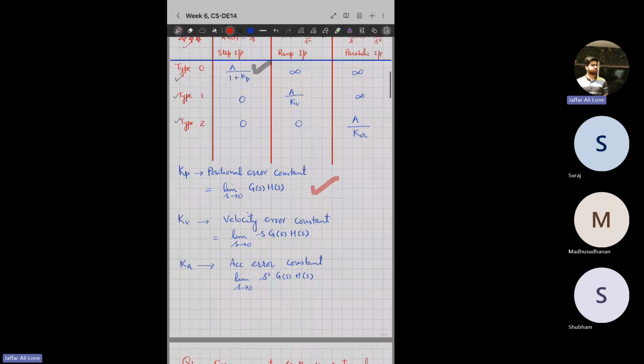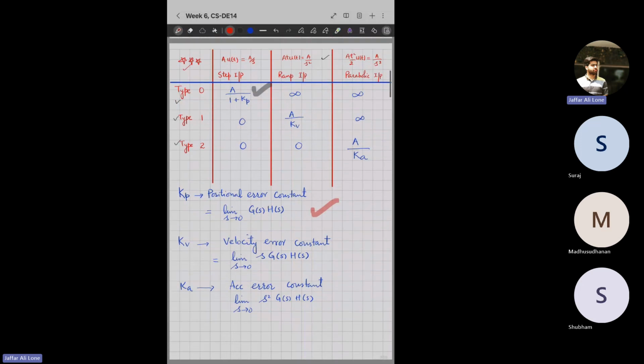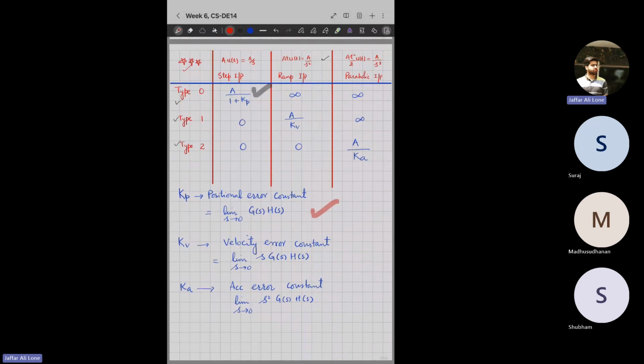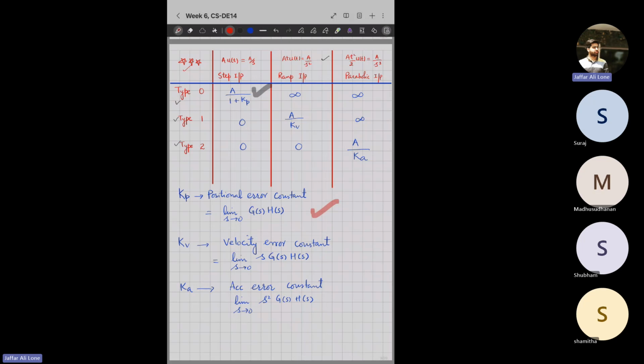I'll not waste much time on this table, but just remember these three things. When you have a type 0 system, the steady state error will be finite only for a step input. If you have a type 1 system, the steady state error will only be finite for a ramp input. If you have a type 2 system, the steady state error will only be finite for a parabolic input. And for type 2 system, ramp and step will be 0. And for type 1 system, step input will be 0.